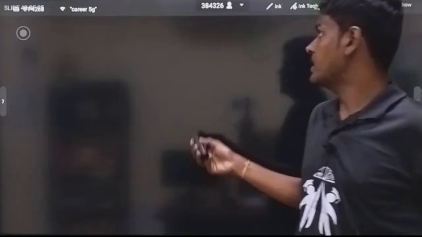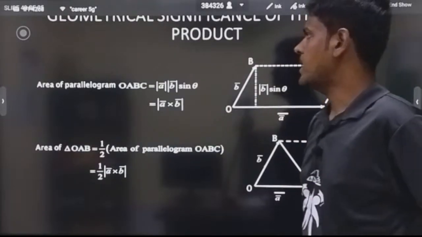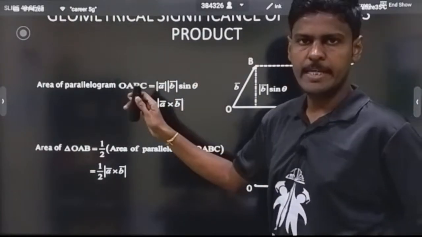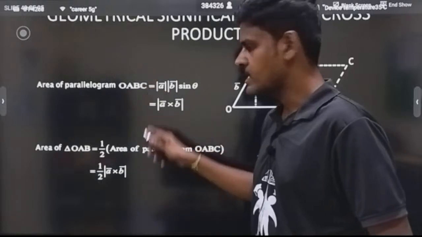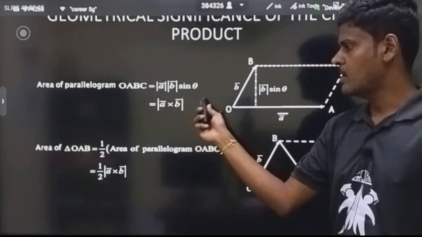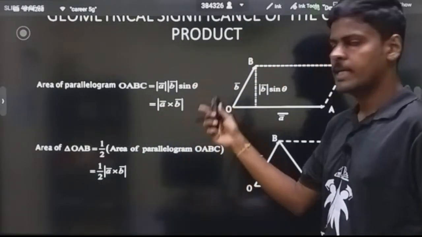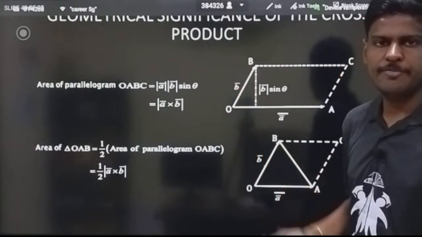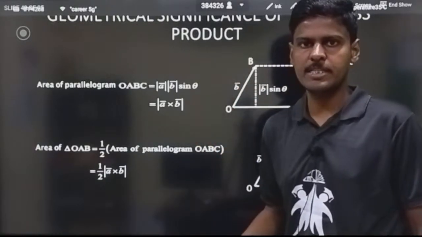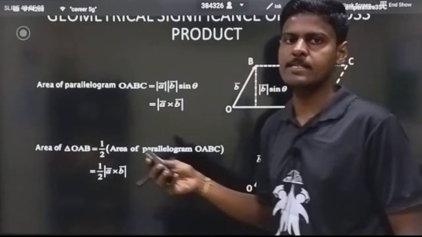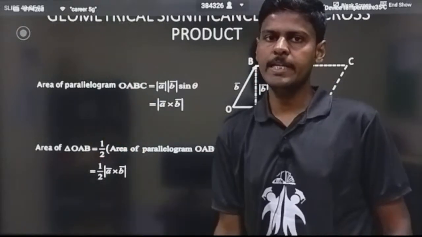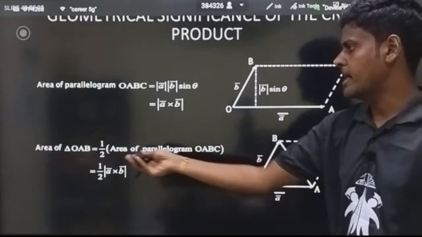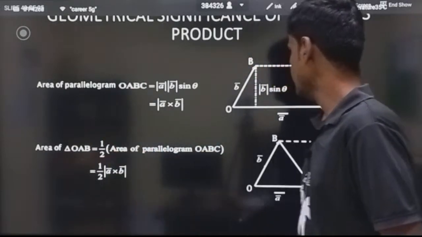Right, what is the geometrical significance of cross product? One is finding the area of a parallelogram. If you know the sides, area is given by modulus of A cross B. If you know the diagonals, then it is half of modulus of D1 cross D2, where D1 and D2 are diagonals of the parallelogram, and area of a triangle will be half of the area of the parallelogram.